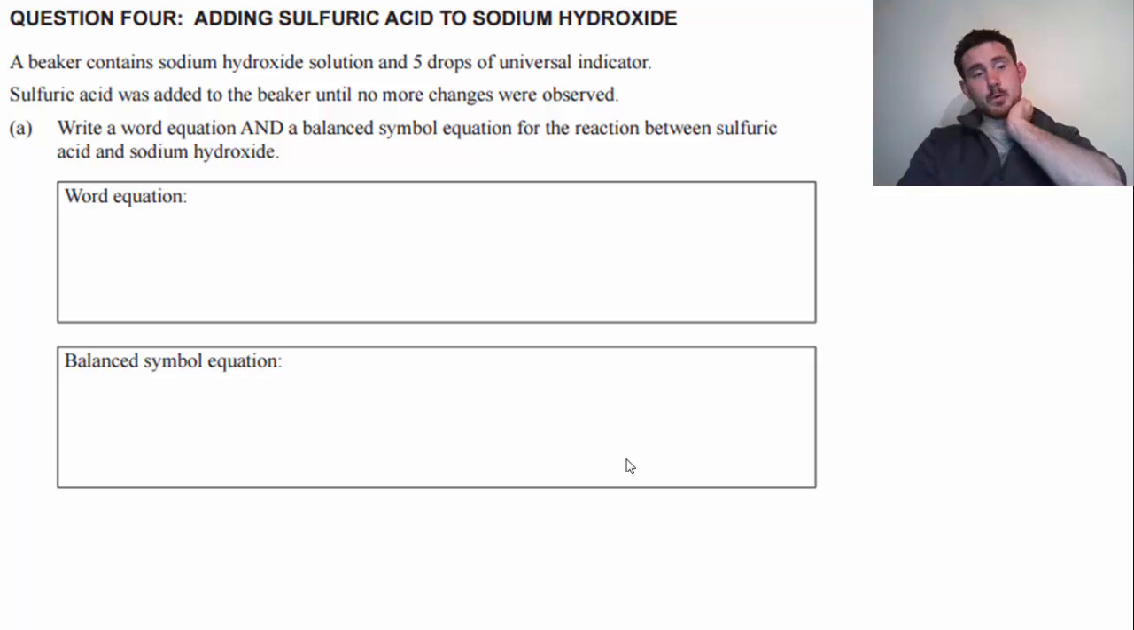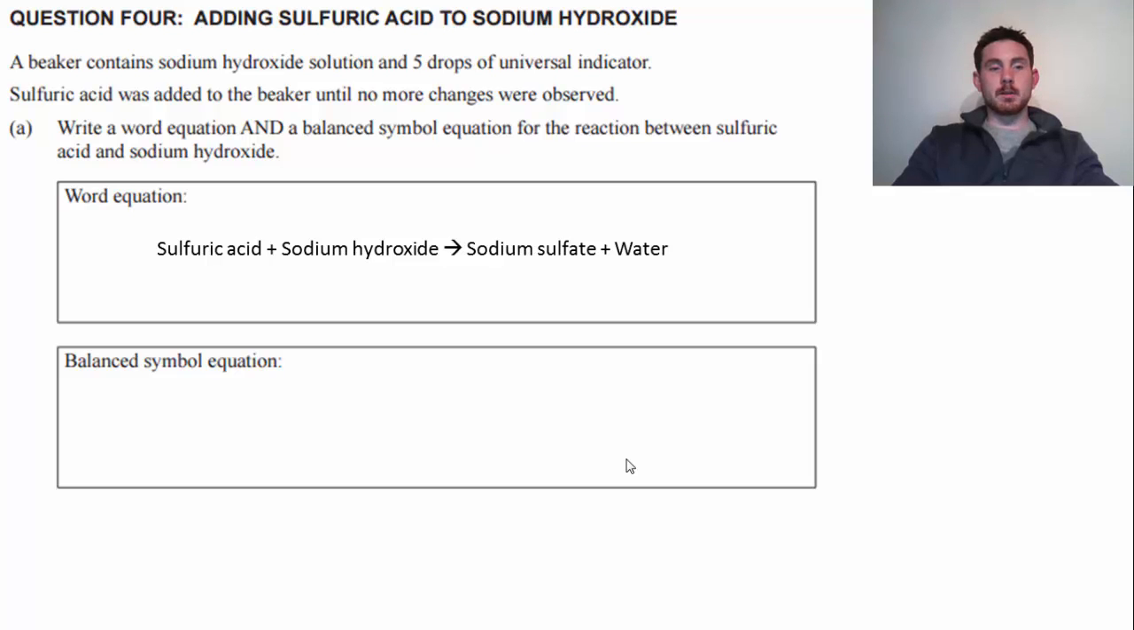Alright, on to question 4, and we've got another example of a situation where knowing your word equations and being able to write symbol equations and then balance them is a real advantage in this paper. So we've got sodium hydroxide reacting with sulfuric acid. So this is a neutralization reaction, an acid plus an alkali, and we need the formulas of each of those chemicals.